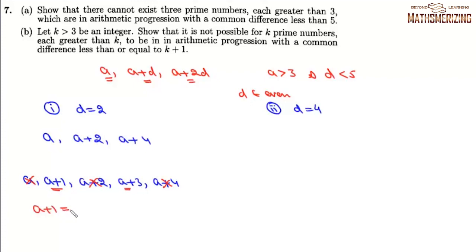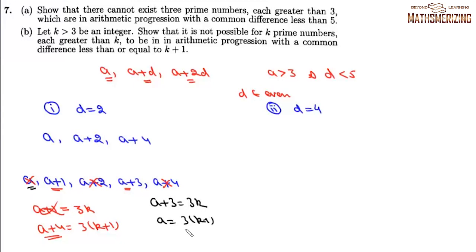So if a plus 1 is divisible by 3, we can write a plus 1 as 3k. Now if we add 3, we can write a plus 4 equals 3k plus 3. That means this a plus 4 must also be divisible by 3. But a plus 4 is a prime number. That means there is a contradiction here. So a plus 1 cannot be a multiple of 3. Now we consider a plus 3 to be a multiple of 3. Then we can write this a as 3 into k minus 1. In that case, this a will be a multiple of 3, which again is not possible since a is a prime number. That means the value of d cannot be 2.